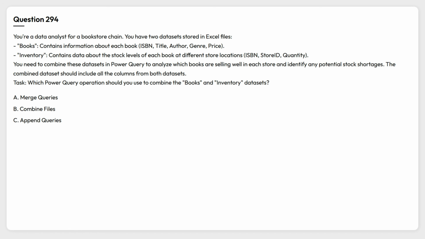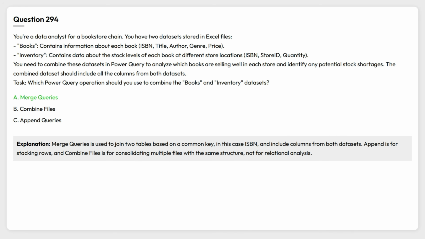Option A, merge queries. Option B, combine files. Option C, append queries. The correct answer is option A, merge queries. Merge queries is used to join two tables based on a common key, in this case ISBN, and include columns from both datasets. Append is for stacking rows, and combine files is for consolidating multiple files with the same structure, not for relational analysis.